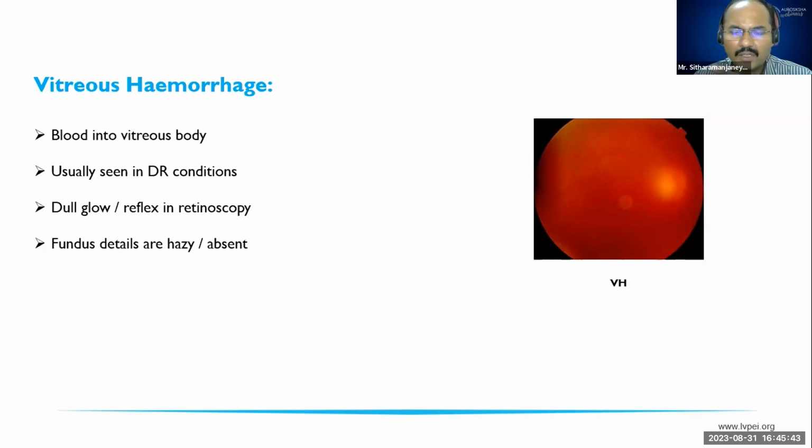In these people, after history and visual acuity examination, when you do retinoscopy, you will find a very dull reflex, or sometimes the retinoscopy reflex is absent. That gives you a clue that there could be hemorrhage in the vitreous. When you do slit lamp examination, you find the whole vitreous is slightly reddish in color, or sometimes it is cloudy. When you try to take fundus pictures also, you will get a very hazy view of the retina. Sometimes you don't get a view of the retina at all. So this condition is vitreous hemorrhage.